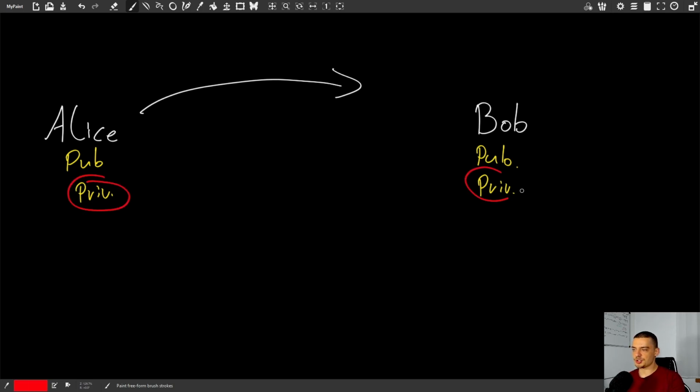So our assumption is Bob is the only person on the planet who knows his private key. Alice is the only person on the planet who knows her private key. But the public key, with the public key, you can do whatever you want. You can upload it to the internet. You can publish it anywhere. It doesn't matter. Everyone can know your public key.